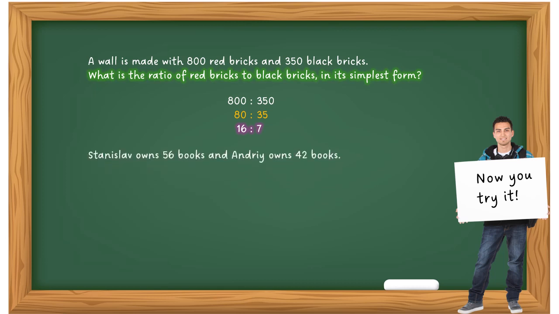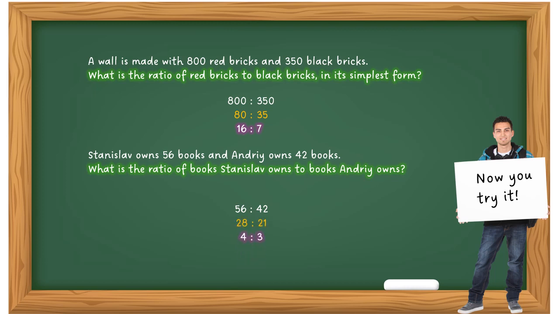Stanislav owns 56 books and Andreev owns 42 books. What is the ratio of books Stanislav owns to books Andreev owns? Again, pause the video. How did you do? Create the ratio 56 to 42 and then simplify. Okay, and you can see it simplifies all the way down to 4 to 3. And if you got 4 to 3 and 16 to 7, well done.